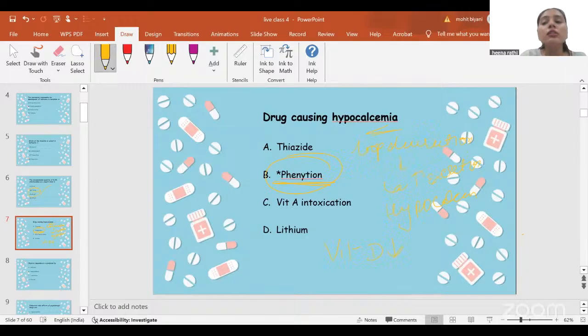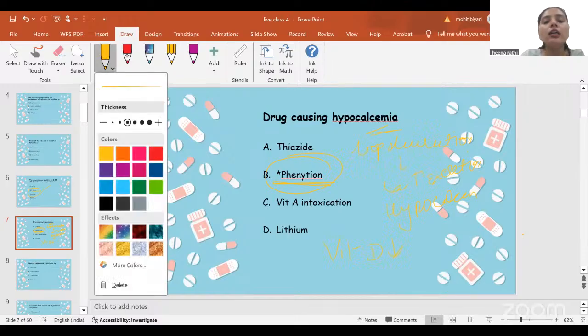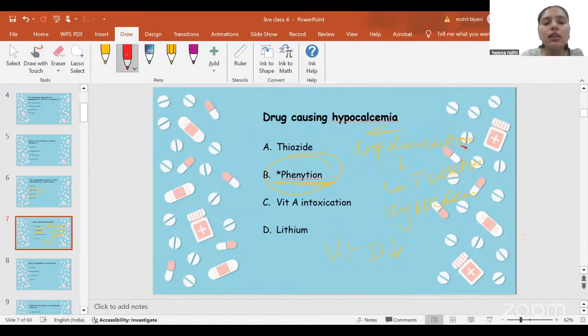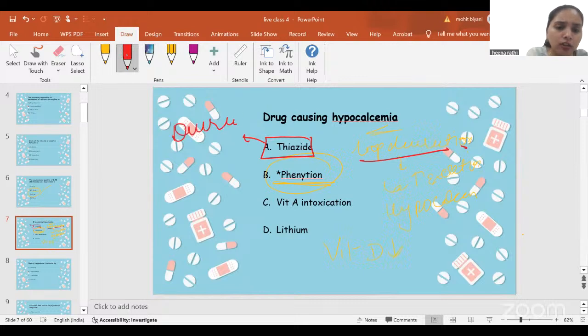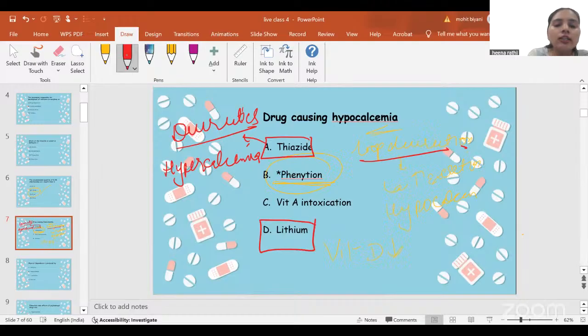If we want to see which other drugs produce hypocalcemia, then drugs like loop diuretics produce hypocalcemia. Then there is the drug called thiazide. Thiazide is also a diuretic drug, but it will increase the calcium level in the body. It is a hypercalcemic drug, because it does not allow the excretion of the calcium, so there will be hypercalcemia with this.